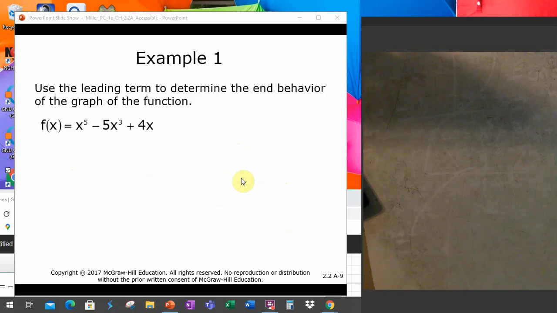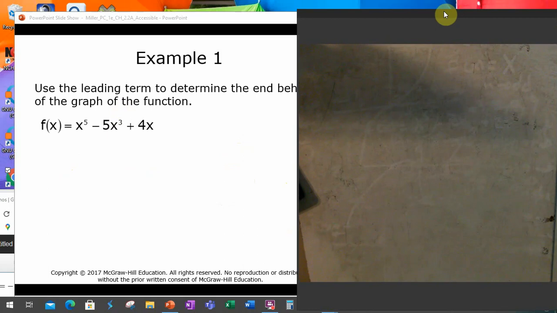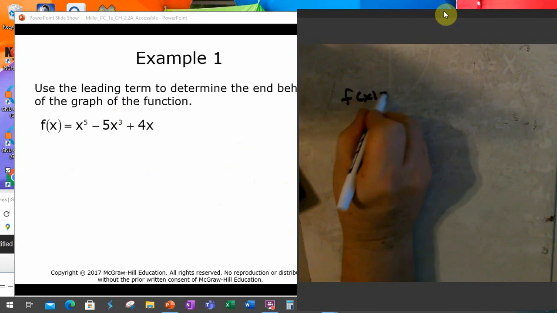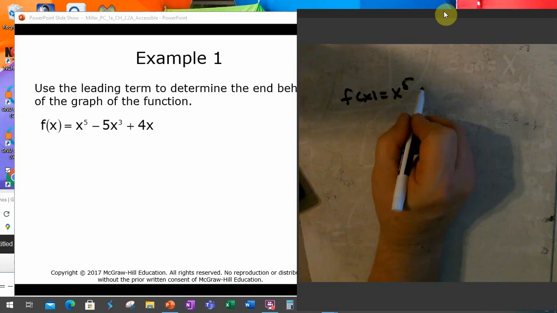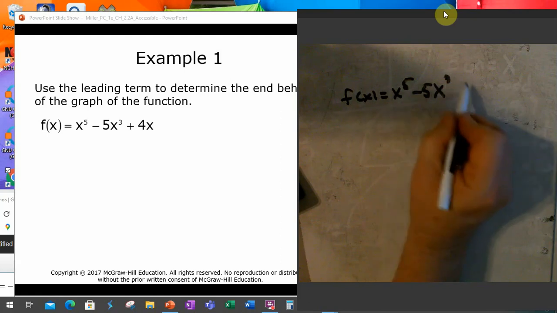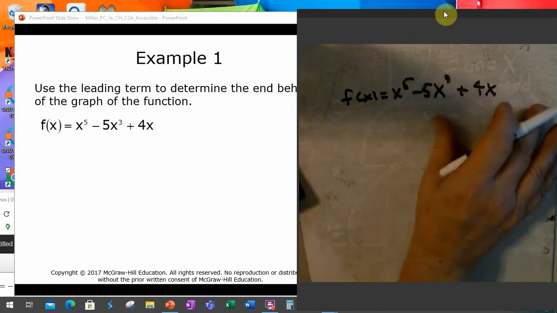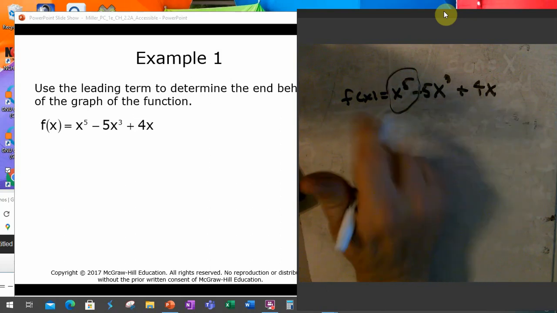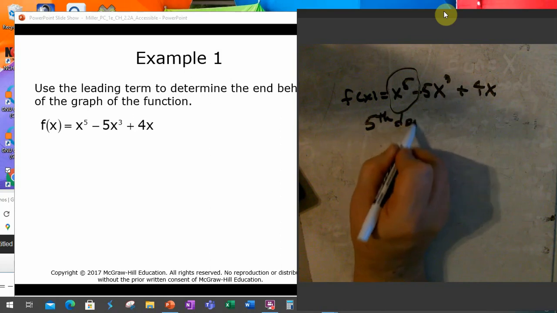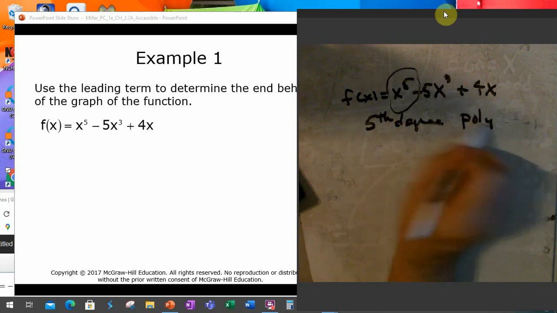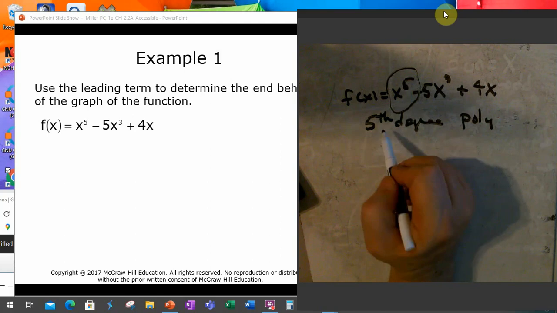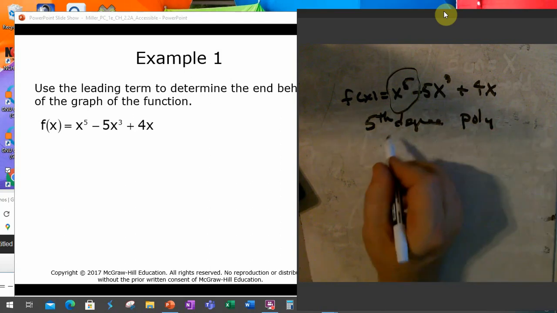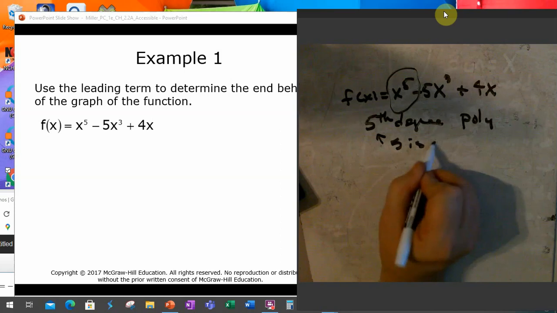Okay. So use the leading term to determine the end behavior of the graph of the function f of x is equal to x to the fifth. X to the fifth. So we're not going to do all the middle stuff, but we're just going to say, where are we starting with? Okay. So I'm going to go to the biggest term. This is the largest term, highest power. So in general, this is a fifth degree polynomial. A fifth degree poly. That's that number there, the fifth degree. Okay, this is odd. 5 is odd.